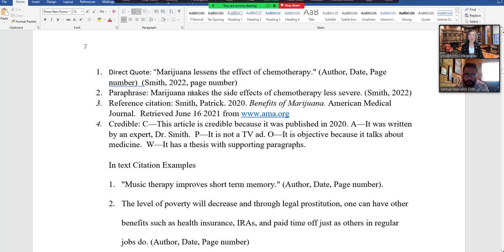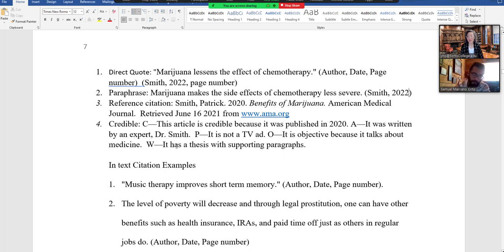Then you put the reference citation at the very end of your paper. So you have the author name, the date, the article name, the publication name, the date you retrieved the website, and then the web address. And then in your worksheet, I'm going to ask you, is this a credible source? How do you know it's a credible source? And then you're going to use KAPOW.